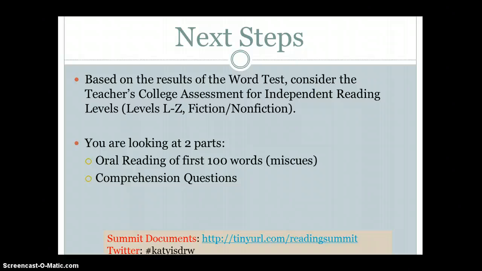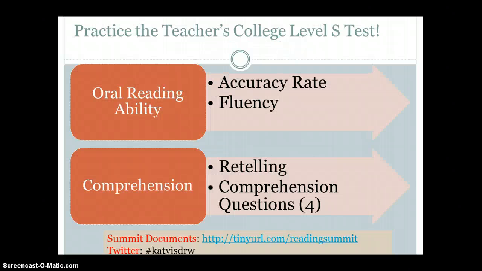And you're looking at 2 parts as they do this. You're looking at how well they read orally. They're going to read to you the first 100 words aloud. And you're also looking at how well they understand what they've read. You're looking at the comprehension questions. So there are 2 parts within those 2 parts. For their oral reading ability, you're looking at how accurate and how fluently they read.